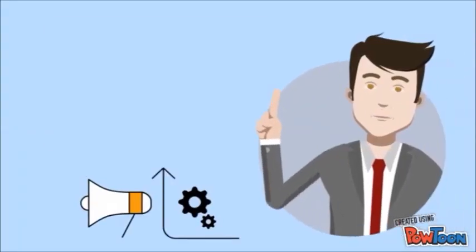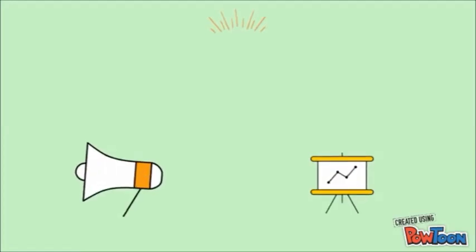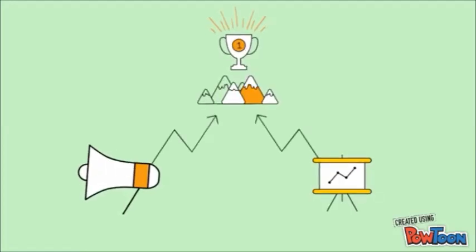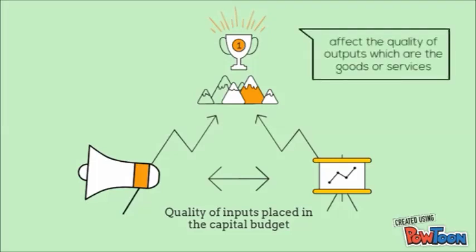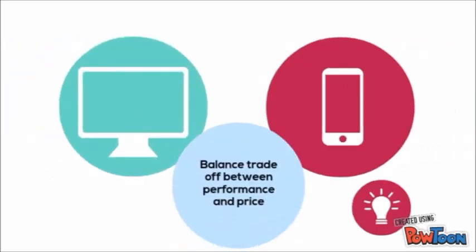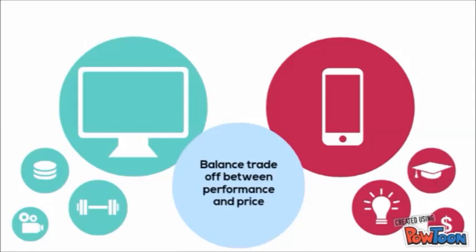Moving on to the second consideration, which is the products and the services quality. In general, the quality of inputs placed in the capital budget will directly affect the quality of outputs, which are the goods or services. The management needs to have a balanced trade-off between performance and price, whereby an optimal ratio of cost to quality is achieved in order to maximize the investment's cost efficiency.